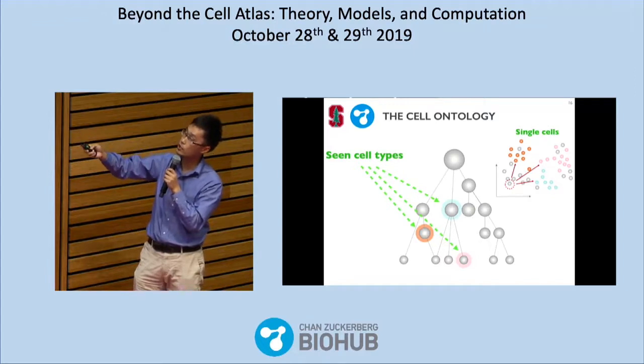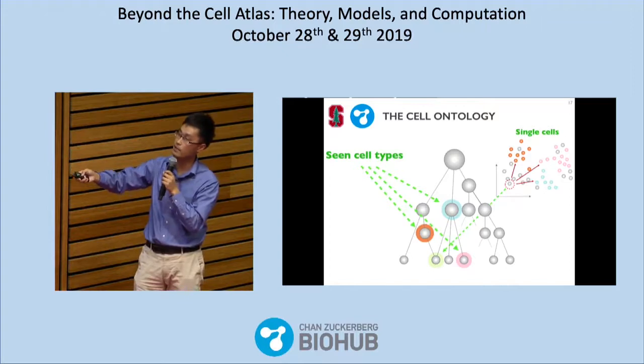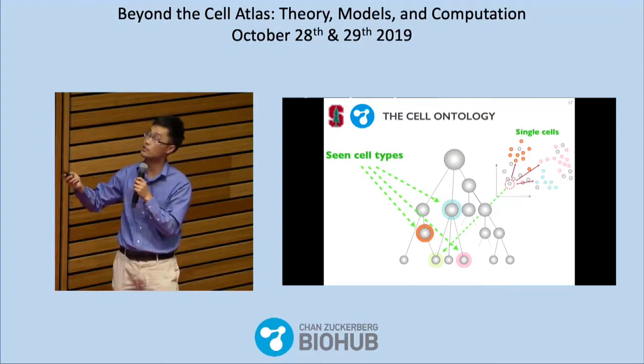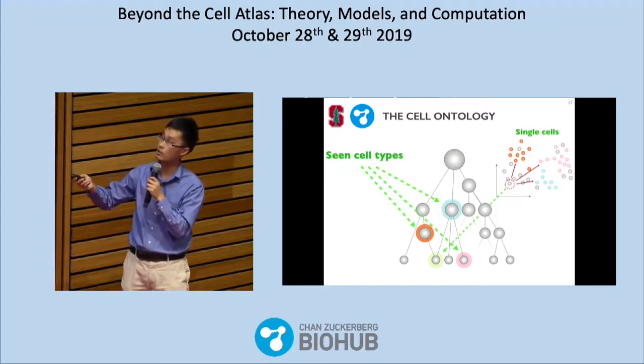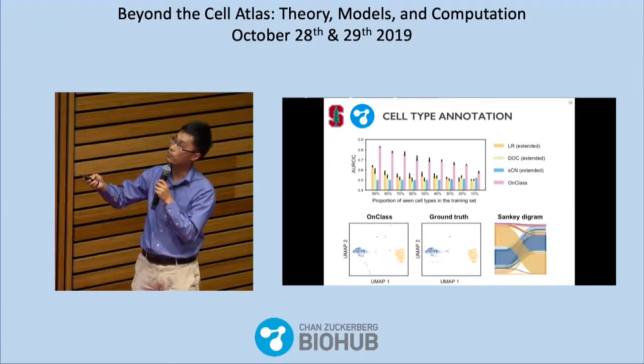So it seems that it should be a cell type on this cell ontology tree that is also close to orange and blue, but far away from pink. And we can figure out that this must be this cell type. And this is how we annotate unseen cell types based on the gene expression and based on the cell ontology tree. And we do experiments on the Tabula Muris data set.